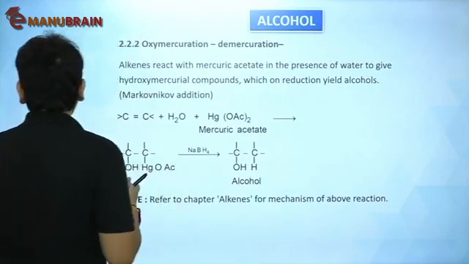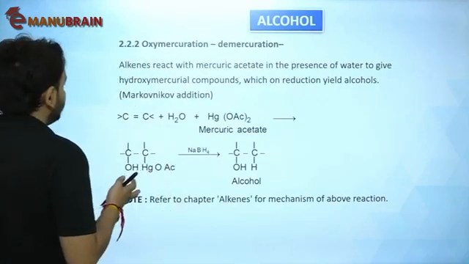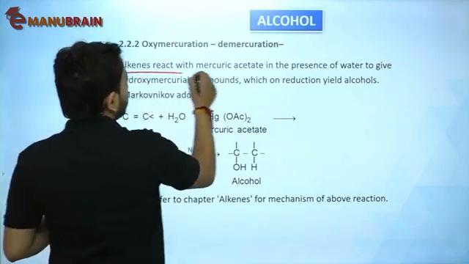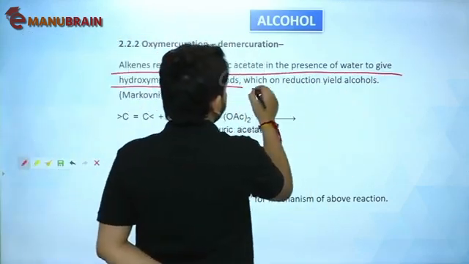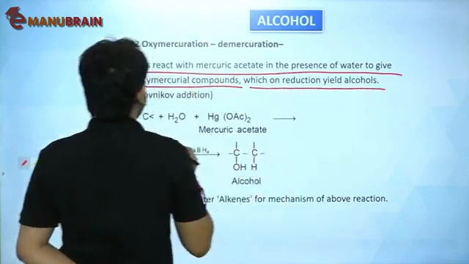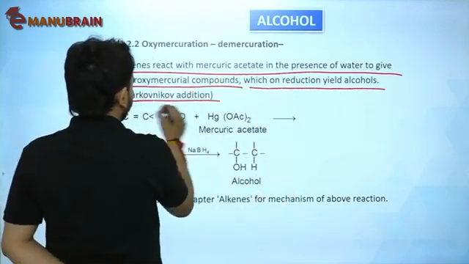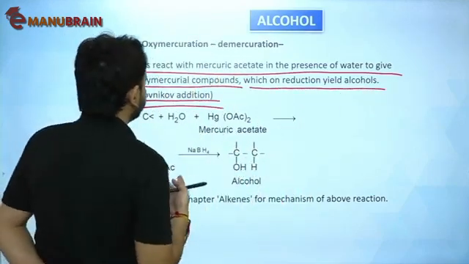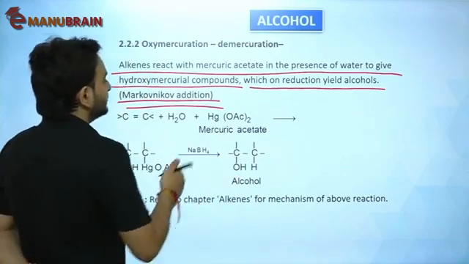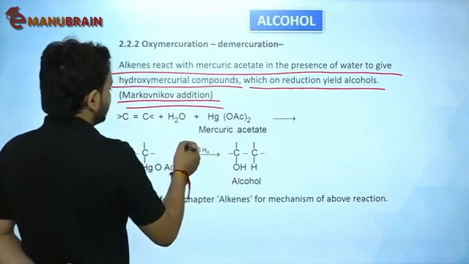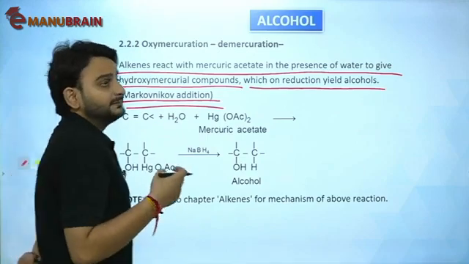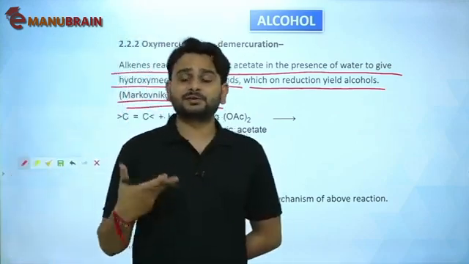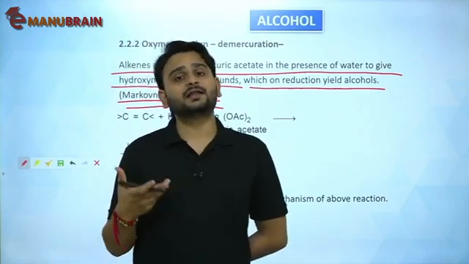Next up, oxymercuration, demercuration, important thing, right? Alkenes react with mercuric acetate in the presence of water to give hydroxymercurial compounds, which on reduction yield alcohol, right? This is again Markovnikov addition, right? It proceeds the Markovnikov way, right? So first of all, Hg plus, right, will be added, right? Just like hydrogen is added, right? Where the number of hydrogen atoms are already more, right? That is where the hydrogen atoms were added.